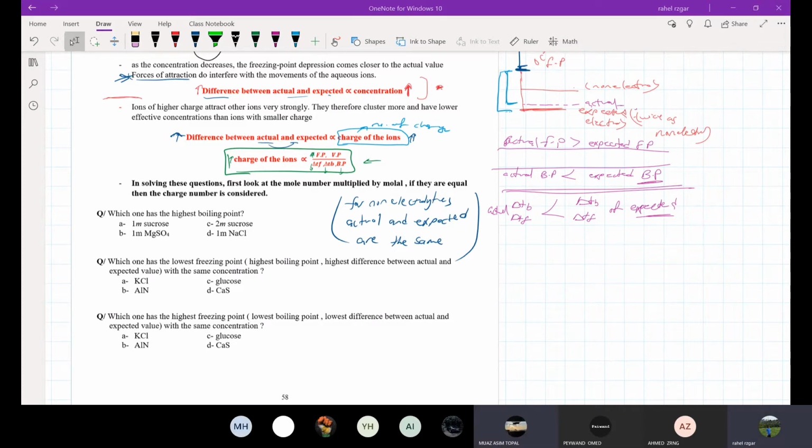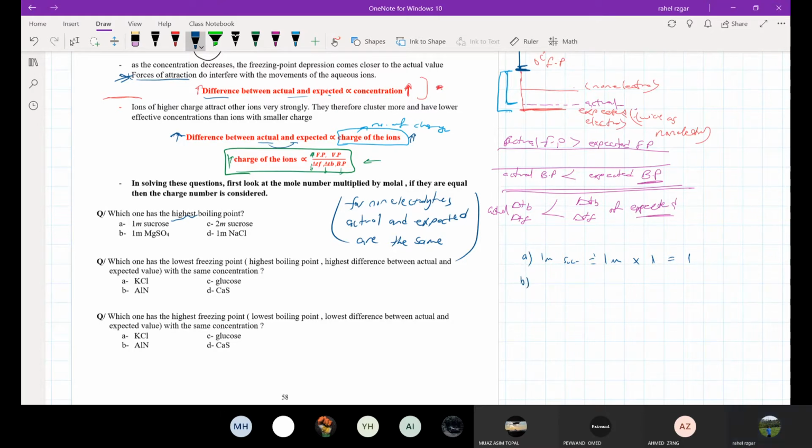Yes, perfect. The answer is actually C. Why? Let's look at this. A is 1 molar sucrose, so 1 molar times a factor of 1 is still 1. We are talking about the highest boiling point, so we need the highest mole.